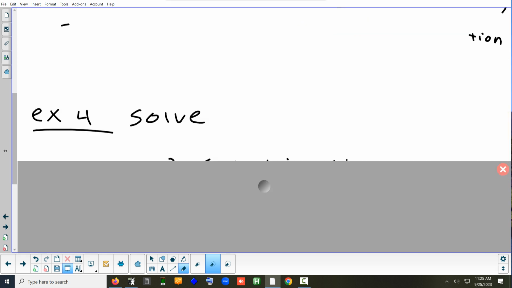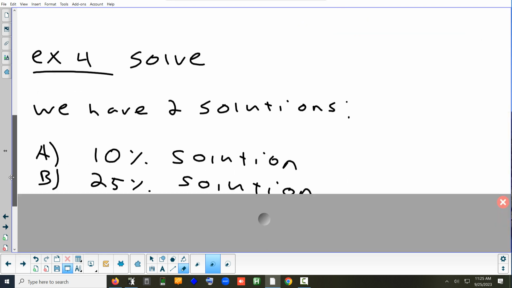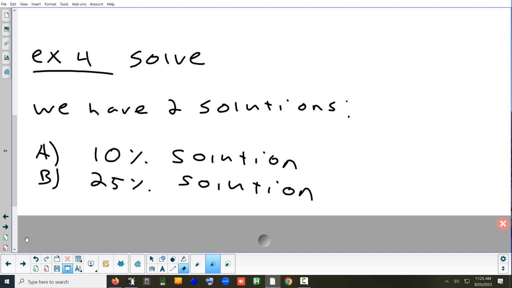So here's what the problem looks like. We have two solutions, a 10% and a 25%. Now, you can mix them together to make anything in between 10 and 25. You can't go lower than 10, and you can't go higher than 25. To go higher than 25, you'd have to reconcentrate the solution, which you can do, but that's a little more complicated sometimes.